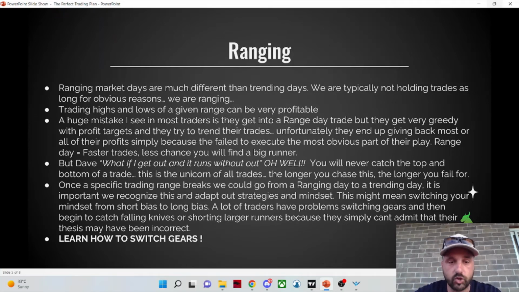So with one specific trading range break, we could go from a ranging day to a trending day. It is important we recognize if we go from a ranging day to a trending day, or a trending day to a ranging day. Okay? We recognize this and we adapt our strategies and mindset. This might mean switching your mindset from being short bias to long bias. A lot of traders have problems switching gears, especially midday or mid-trade, and they begin to catch falling knives or shorting larger runners because they simply can't admit their thesis may have been incorrect. Learn how to switch gears.